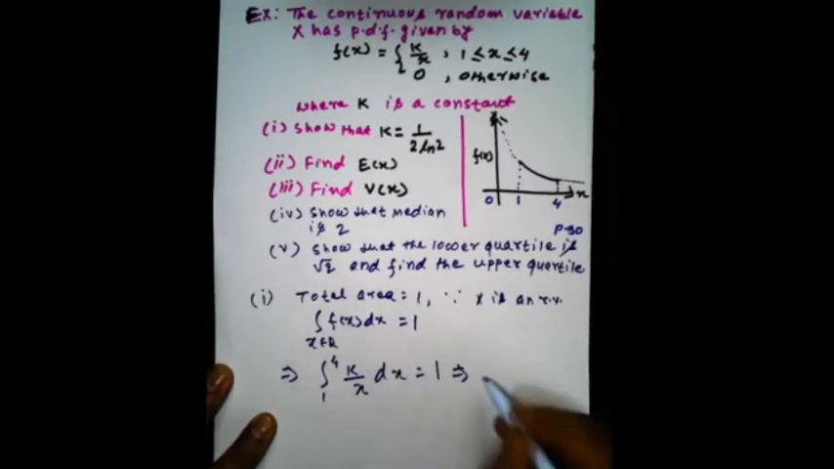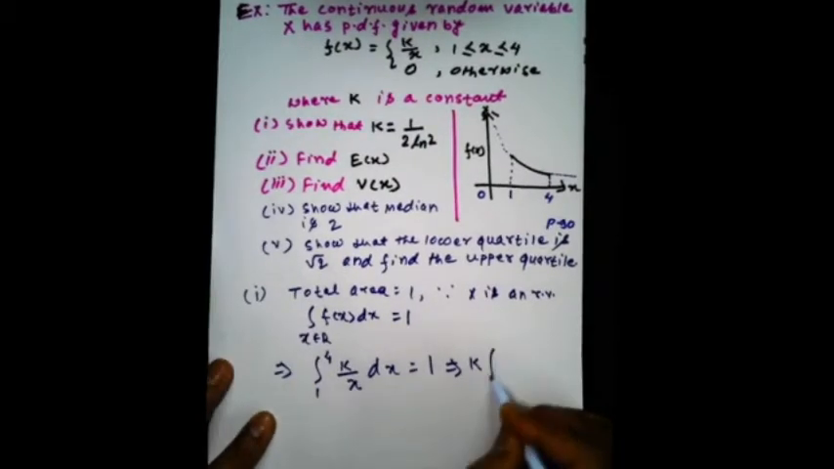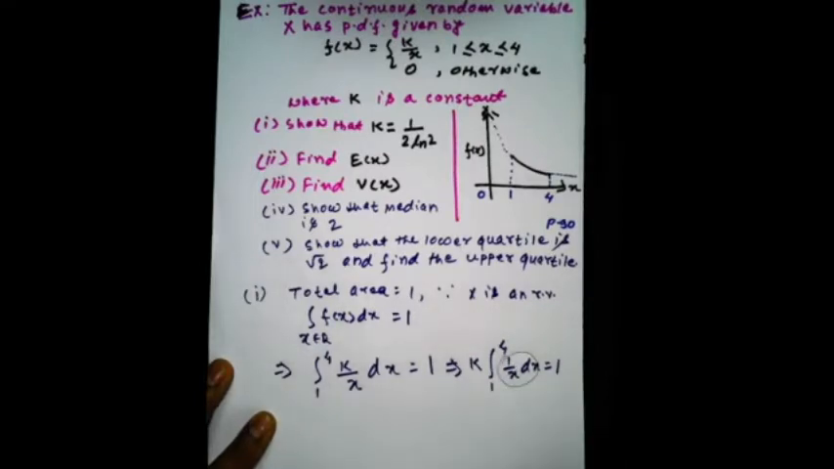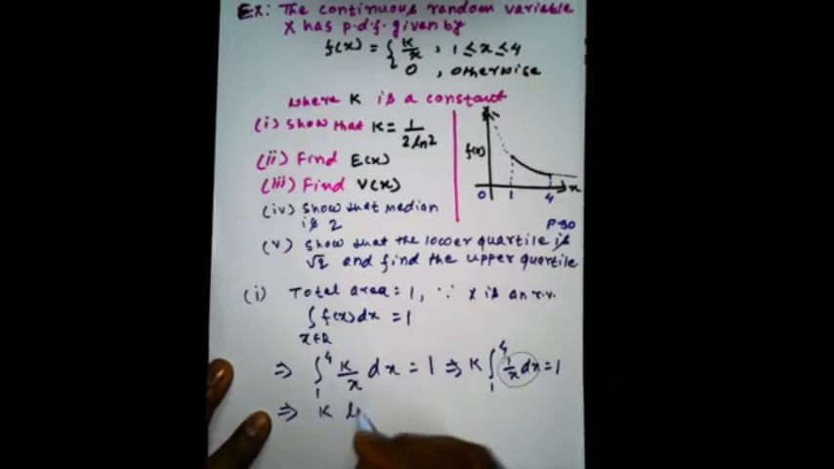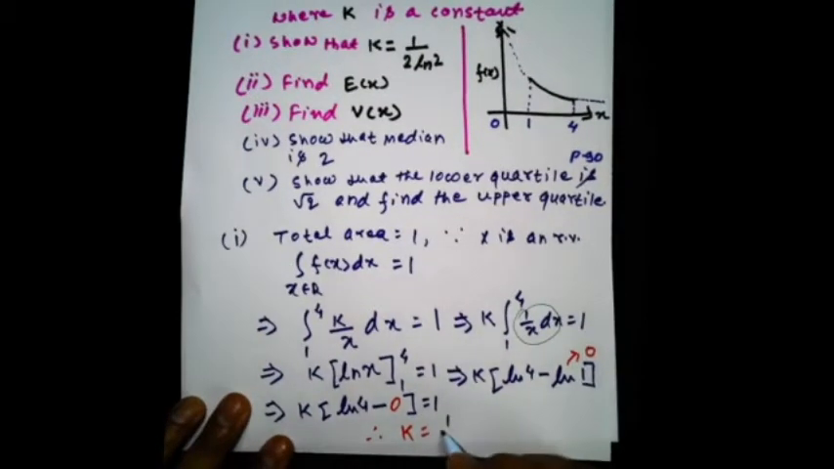And after this, k is a constant, so you take it outside of the integration sign, and then it is the integral from 1 to 4 of 1 by x dx equals 1. And we know that the integration of the function 1 by x is ln x. So the next step will be like this. So k times ln x, for the integration of 1 by x in the range of values of x from 1 to 4, and that is equal to 1. So k equals, you have this 1, and if you transpose this to the other side, it is going to be divided here.